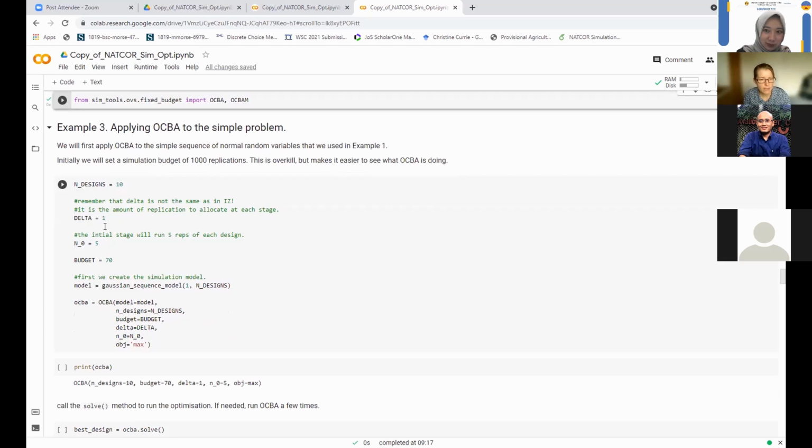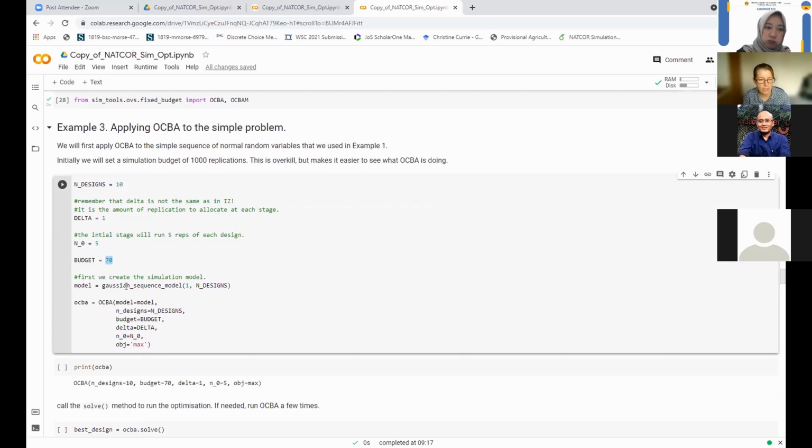OCBA has slightly different parameters. It's got a delta this time, not the same as in the indifference zone. Delta here is the number of replications to allocate at each stage of the process. As before, we'll run our 5 replications to start with, and we'll say we've got quite a small budget. We're only allowed 70 replications.